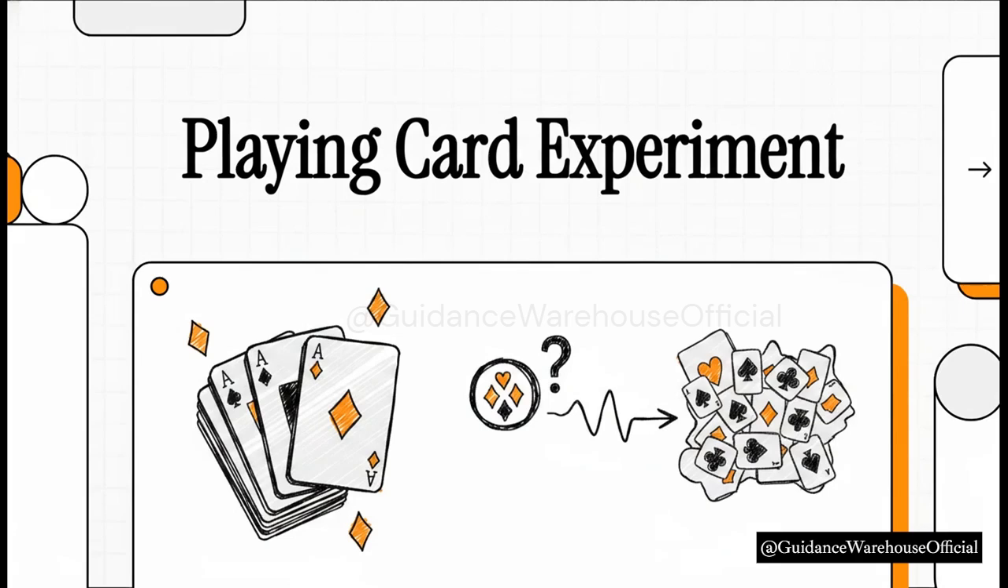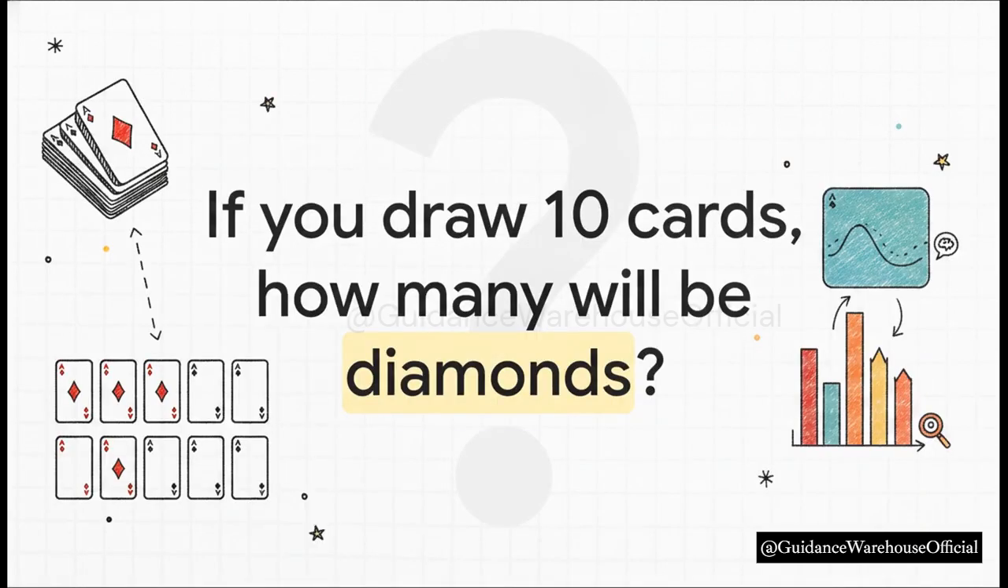Grab a totally normal deck of cards, shuffle them up, and pull out exactly 10 cards. Now, could you predict exactly how many of those are going to be diamonds? Math says yes, absolutely. But reality? Well, reality says it's a little more complicated. So, if you draw 10 cards, how many will actually be diamonds?